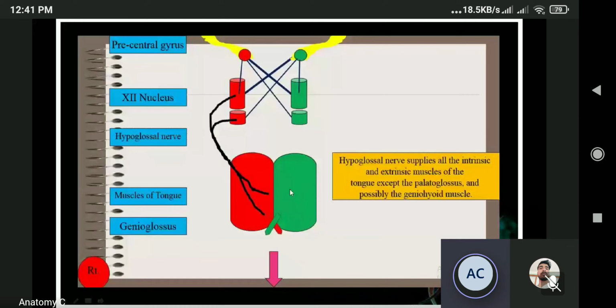Understood? That means whenever you have a lower motor neuron lesion of the hypoglossal nerve or hypoglossal nuclei, the tongue will deviate towards the opposite side on protrusion.